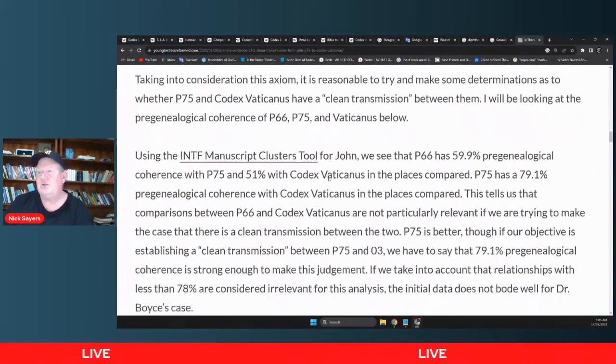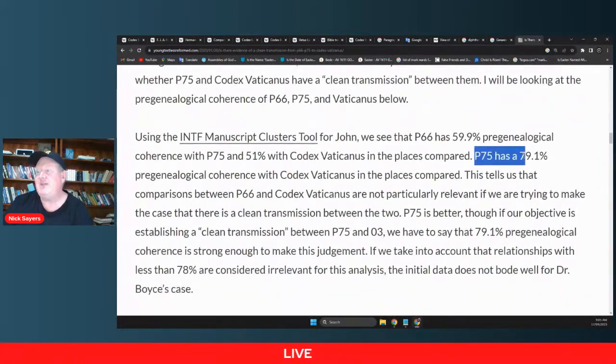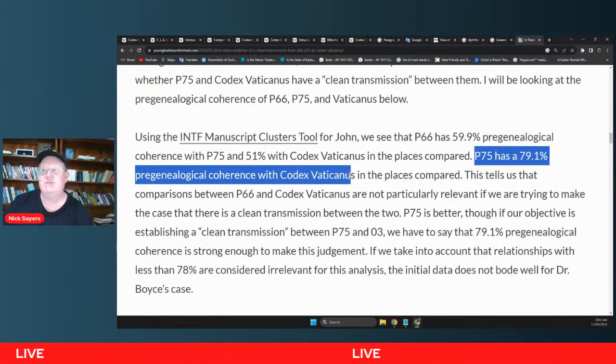So what about this clean transmission? P75 has a 79.1% pre-genealogical coherence with Codex Vaticanus. And so it just scrapes in. So people like James White say they're related. It's like, no. And who made up this 78%? Was it 80, and they went, hang on, this is 79.1, okay, we'll lower it to 78 just so we can squeeze this manuscript in as well? Was it like that? Half the time it is.